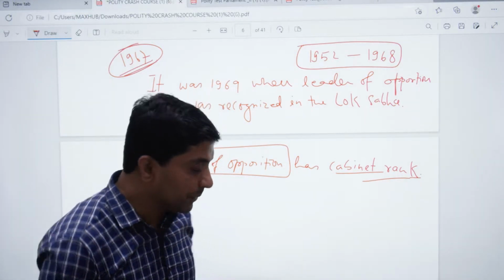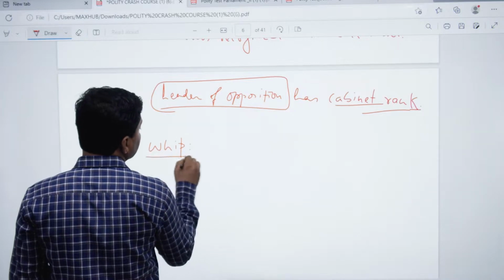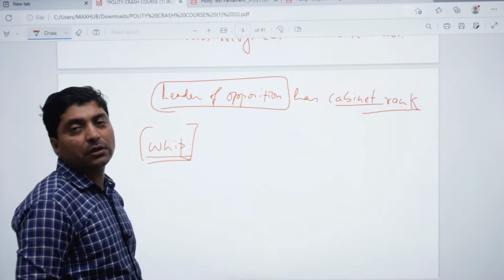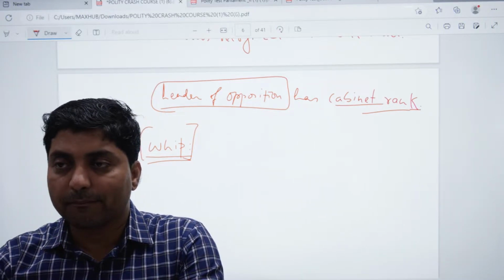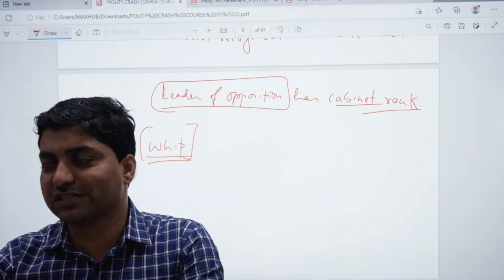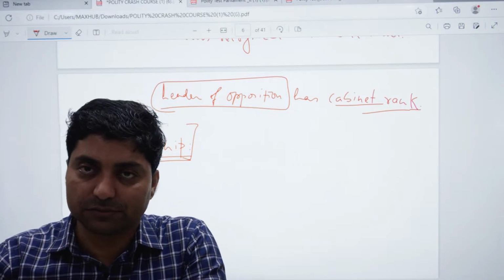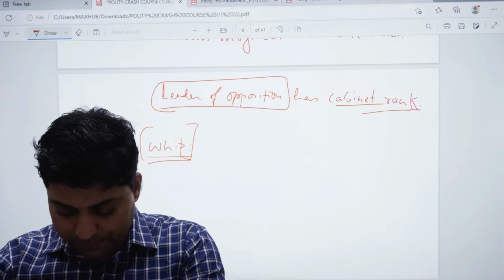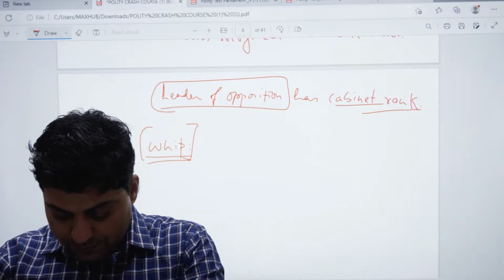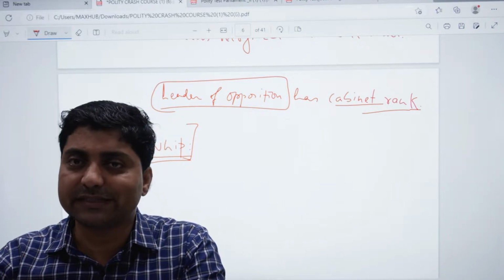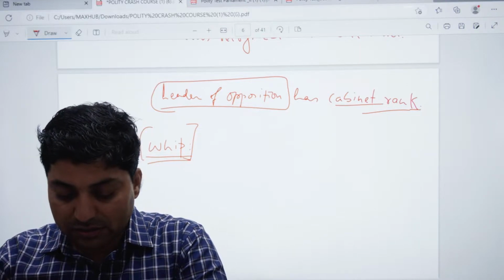Right. Let me tell you about whip. What is whip? Yesterday I discussed it, but very briefly. Each political party appoints a whip. Basically the whip maintains law and order within the party. In the Indian Parliament there are several political parties, and each has its monitor. That is called whip. Whether it is a ruling party or an opposition party, the whip is appointed by the party to maintain discipline among its members of parliament within the parliament.